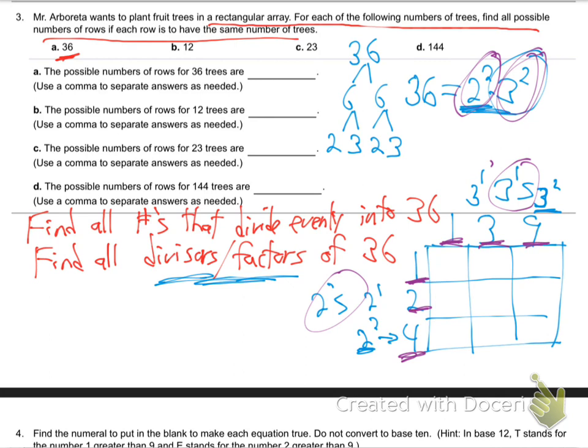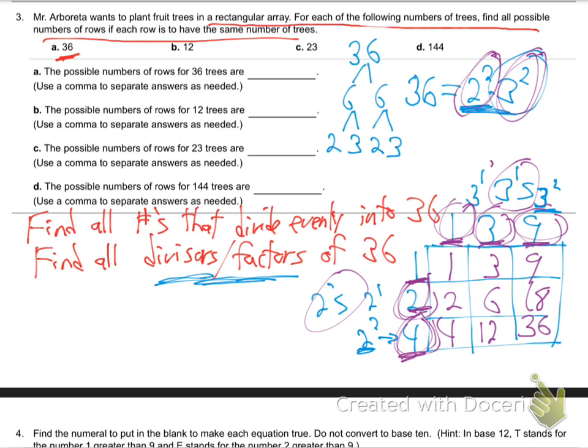Here we go. So you just do this like a multiplication. 1 times 1 is 1. 1 times 3 is 3. 1 times 9 is 9. 2, I'm multiplying 2 times 1 is 2. 2 times 3 is 6. 2 times 9 is 18. 4 times 1 is 4. 4 times 3 is 12. And 4 times 9 is 36.